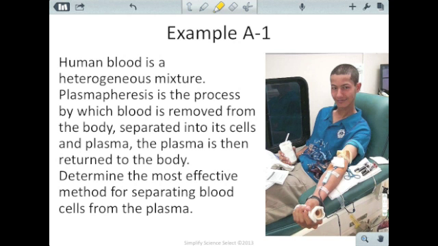So we know that it's a mixture, so the first thing that we should understand is we're going to separate it through a physical separation technique. And since it's a heterogeneous mixture, one thing we can do, and the most common thing done with plasmapheresis, is that they actually spin the blood through a centrifuge. Basically they spin it out, and because the particles are at different densities, they can separate it out and then return it back to the body.